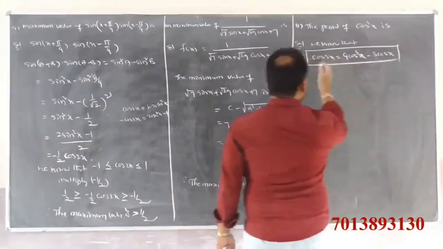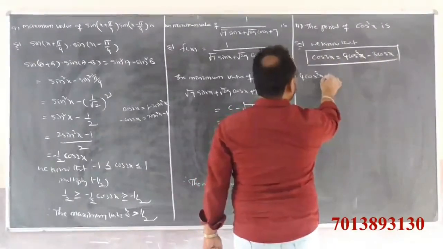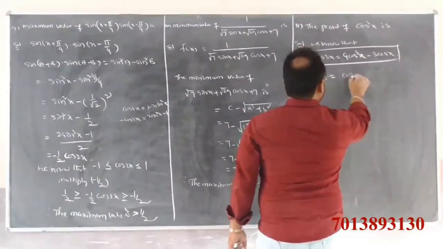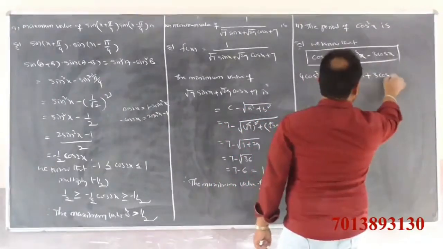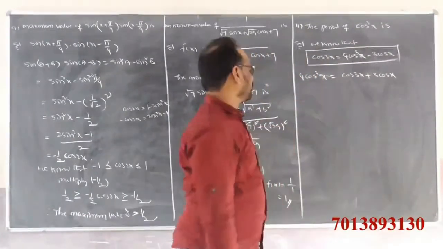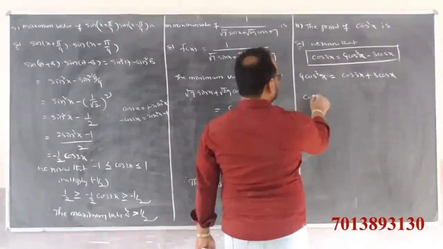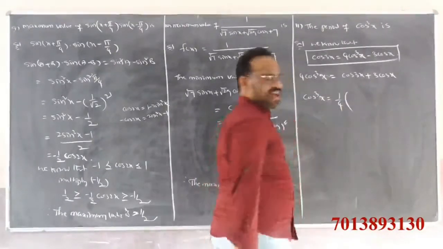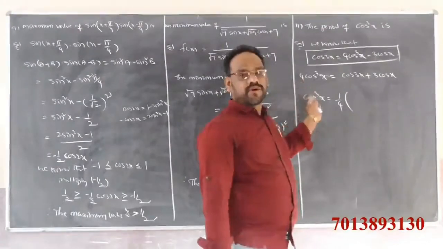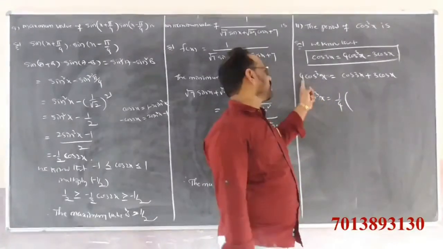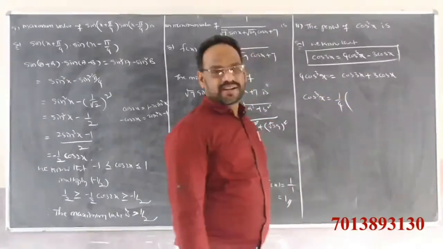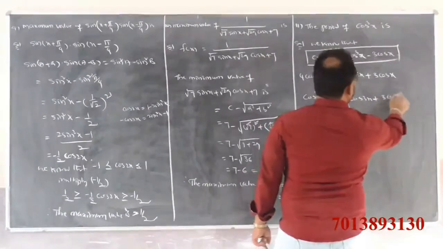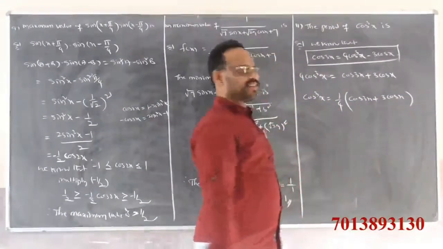If you transpose this one, we get 4 cos cube x is equal to cos 3x plus 3 cos x. We want the cos cube value, that is cos cube x is equal to 1 by 4 times of, if you transpose 4 from LHS to RHS, this multiplication quantity will convert into division quantity, that is 1 by 4 into cos 3x plus 3 cos x.